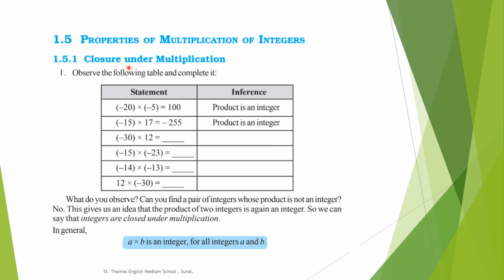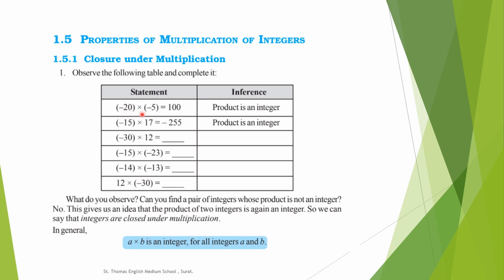The properties of multiplication of integers. Closure under multiplication. We have studied in the previous class the properties of addition and subtraction of integers. The same properties, closure property, commutative property, associative property, the same properties we are doing for multiplication. So first one, closure under multiplication. Observe the following table and complete it.